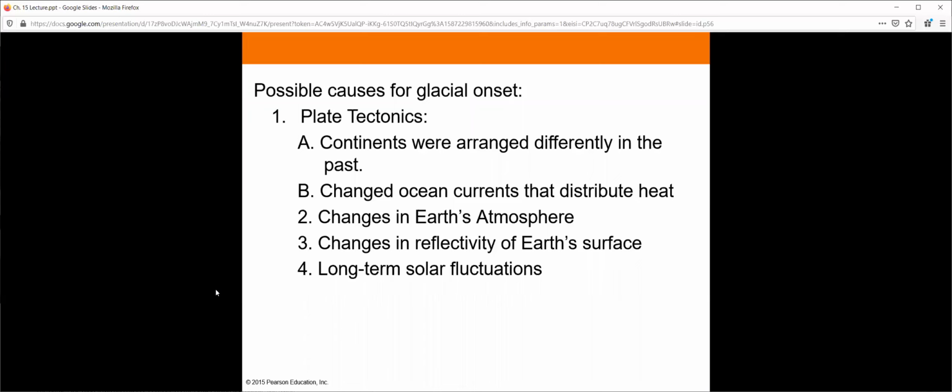I need to change the slide. I'm sorry, I missed that. I need to indent 2, 3, and 4 back so they appear more different. I apologize.